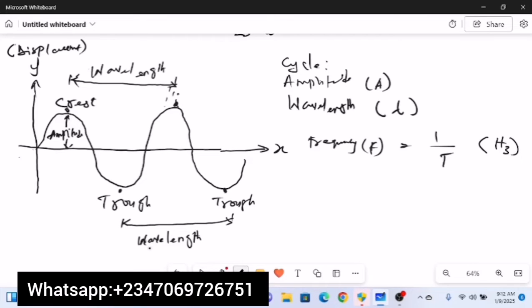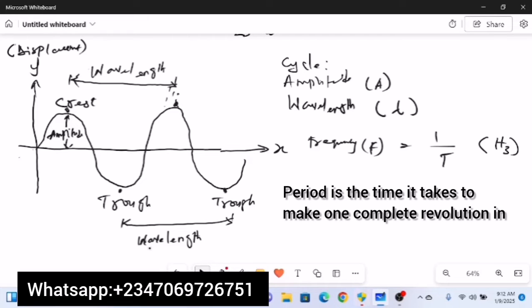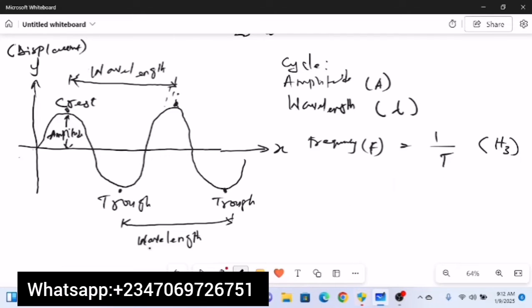Now, if frequency is 1 over period, it also means that period becomes 1 over frequency. Period simply means the time it takes to make one complete revolution. The period T is mathematically given as 1 over frequency, measured in seconds.